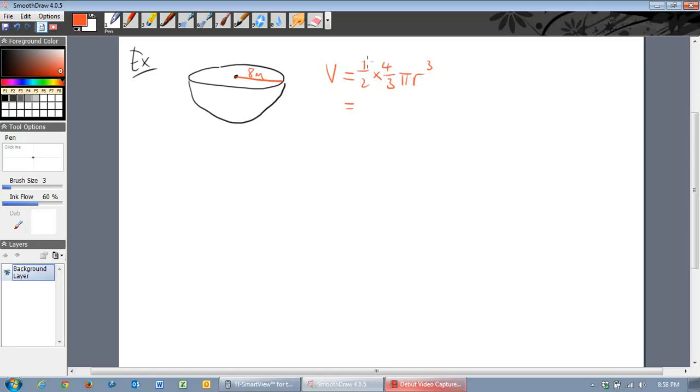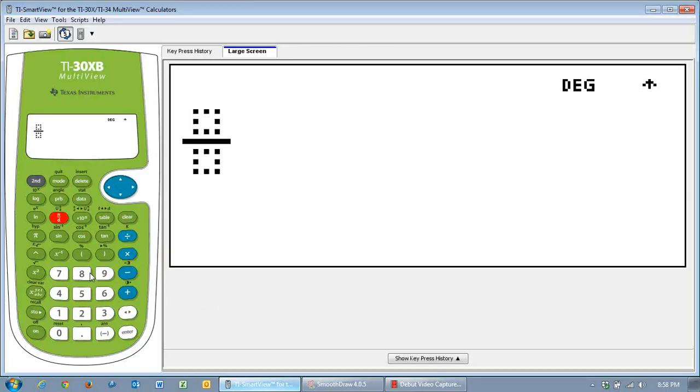I'm just going to multiply these two fractions together. 1 times 4 is 4, 2 times 3 is 6, let's simplify that, times pi times 8 cubed. Okay, into your calculator. 4/6 is 2/3, so I'm just going to simplify that already. So 2/3, put it into a fraction, get out of the fraction, press right. Times pi, and then times 8 cubed.